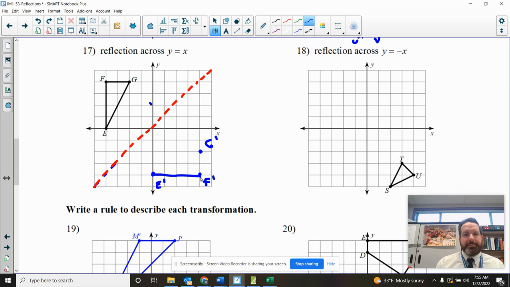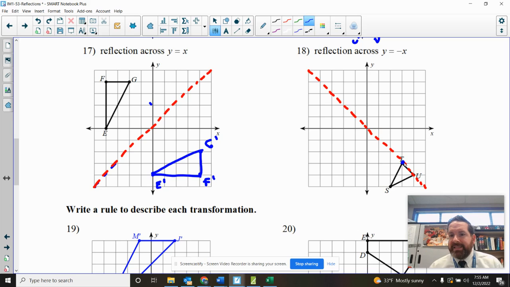Connect them up, and you've got your triangle flipped across. You should be able to see that. It looks like it's been flipped over. That's an indication we've done things right. Y equals negative x is just that 45-degree angle line going downward.